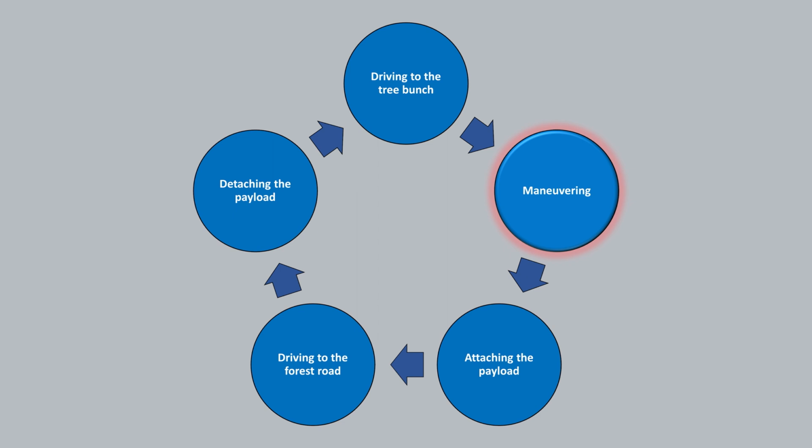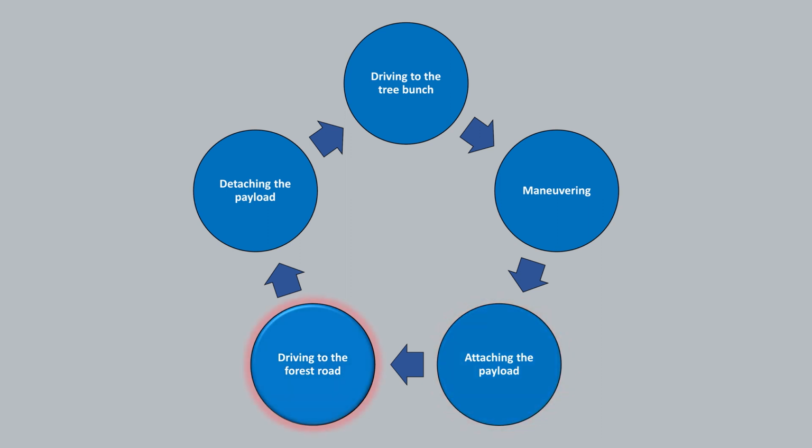Maneuvering: once arrived at the first bunch, the machine is maneuvered to place it with the rear part oriented towards the tree bunch. In this step, the machine is driven as close as possible to the end of the tree bunch. Attaching the payload: the driver leaves the cab and uses cables or chains to attach the payload, and then returns inside the cab.